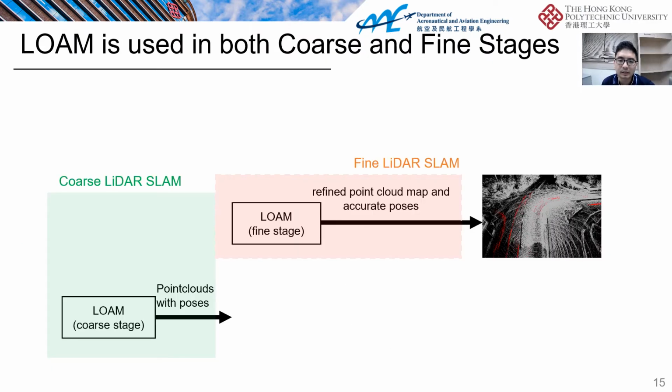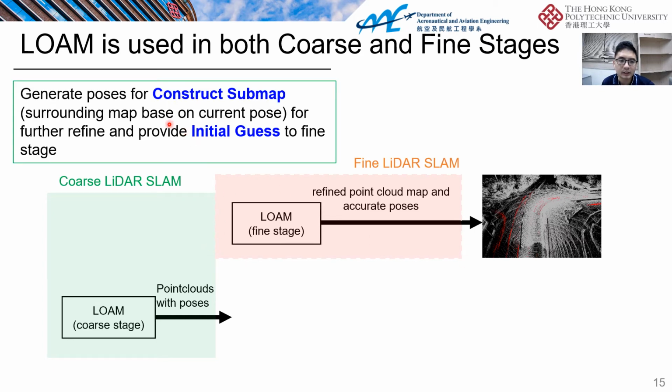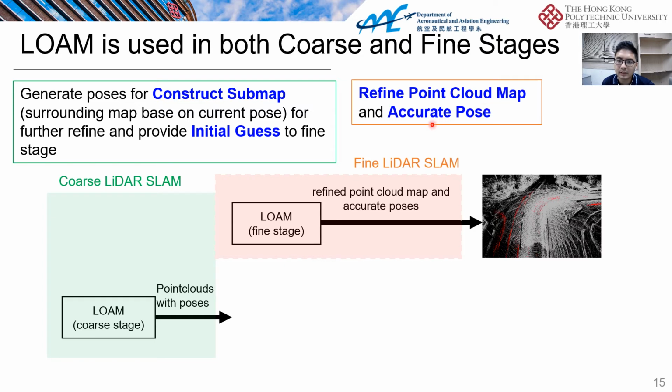LOAM is used in both the coarse and fine stages. In the coarse stage, it is used to construct submaps. A submap means the surrounding map based on the current pose, and it also provides an initial guess to the fine stage. In the fine stage, it can refine the final point cloud map, and accurate poses are generated.